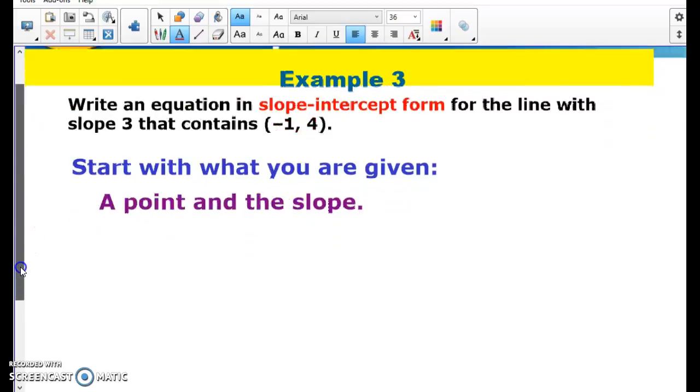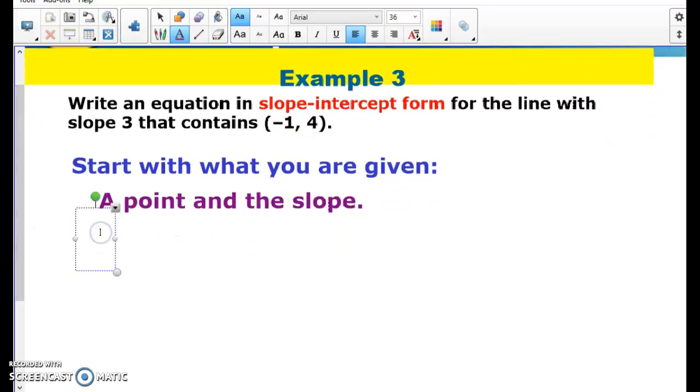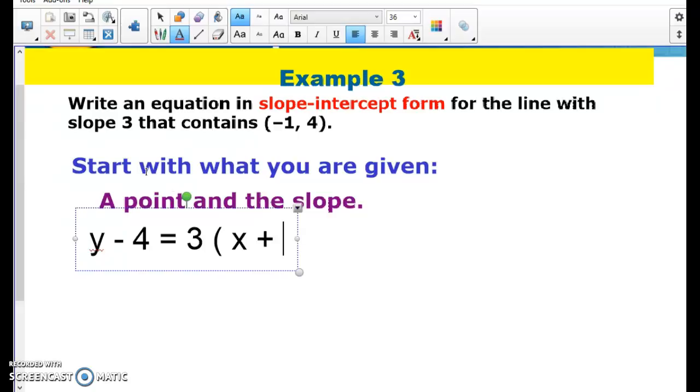Here's another one that we're going to do. Again, y minus 4, since that's our y, equals, it says right here our slope is 3, and then x minus negative 1, so it's going to be positive 1 there. So that's pretty much a majority of the work.